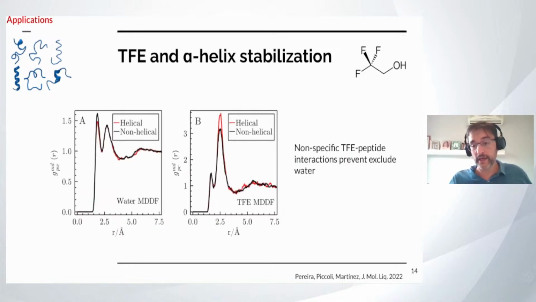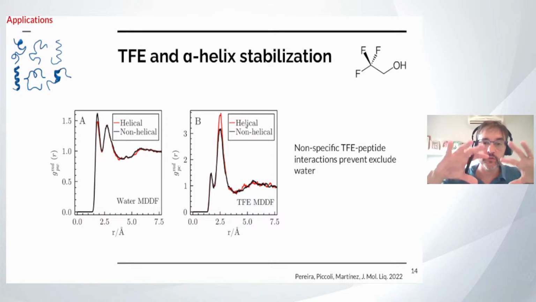What we have in practice is that TFE forms more interactions, particularly non-specific interactions, those interactions that are not hydrogen bonds, with the helical structures than with the non-helical structures. So TFE likes to solvate the helical structure. It interacts favorably with the helical structure more than with the non-helical structures. And this occurs most importantly in the non-specific interactions, not in the hydrogen bond interactions of TFE with the backbone.